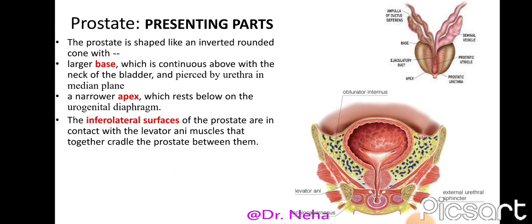Now the presenting parts of the prostate. It is an inverted rounded cone with a large base. The base is directed upwards, as we can see in the diagram. It is continuous above with the neck of the bladder and it is pierced by the urethra in the median plane. The apex is narrow. It rests on the urogenital diaphragm, as we can see. It has inferolateral surfaces which are in contact with the levator ani muscle on the lateral side. These muscles cradle the prostate between them.